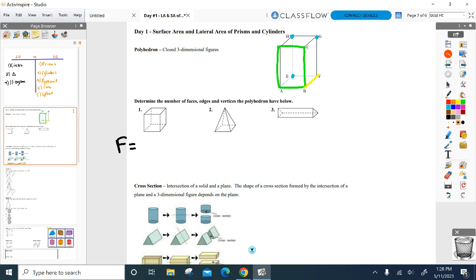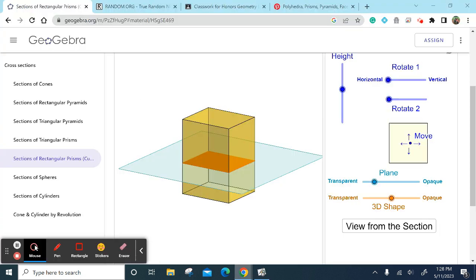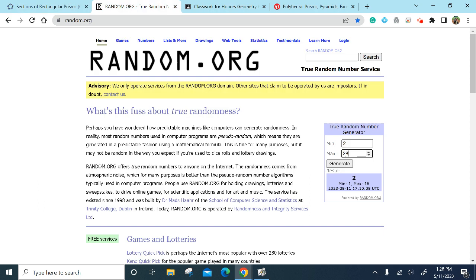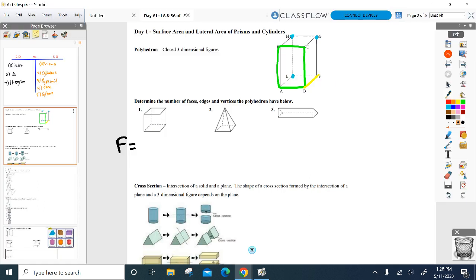How many faces does this have? Remember what a face looked like up here on my polyhedron? How many faces on this cube? Let's start us off right. 6. There we go.